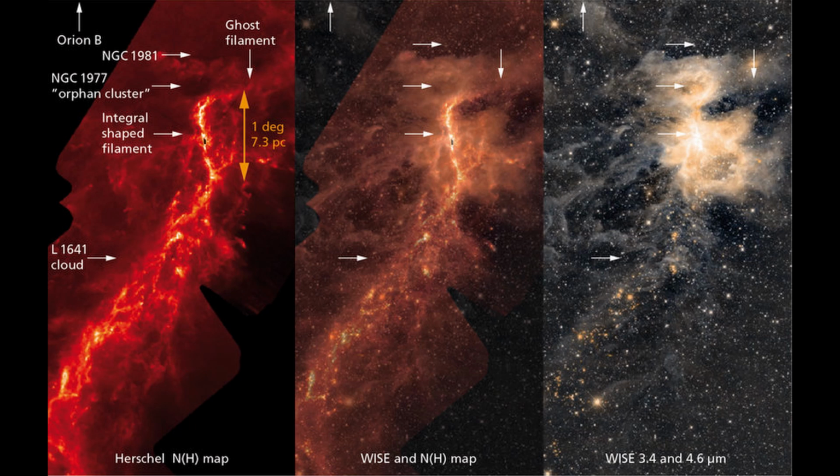In their view, L1641 therefore represents a first stage of star formation, characterized by straight, magnetically supercritical filaments with low star formation rates. This filament represents a second stage, characterized by higher star formation rates and driven by magnetic instabilities that give rise to the transverse waves.